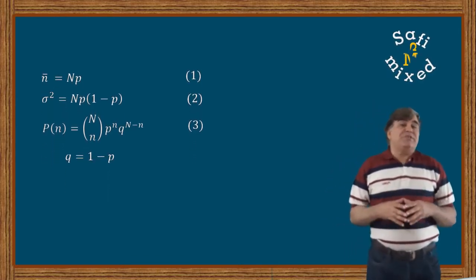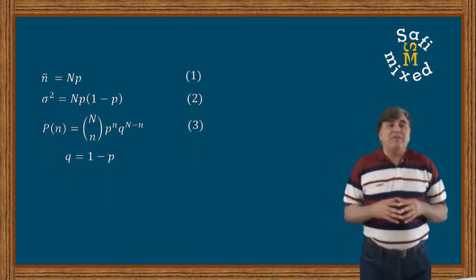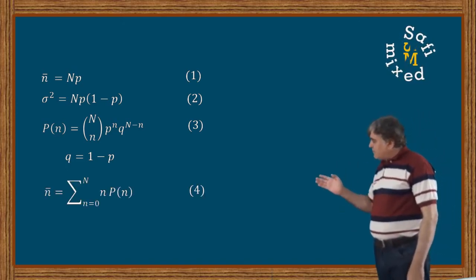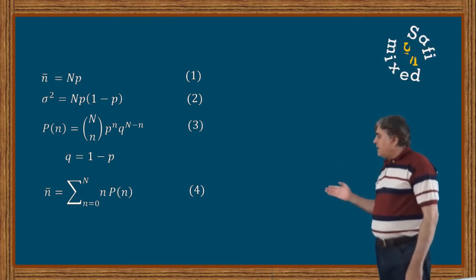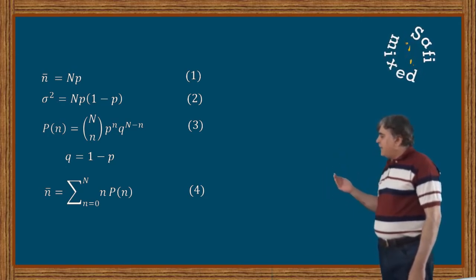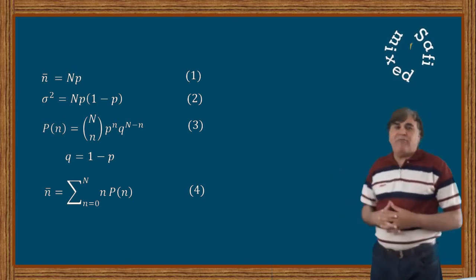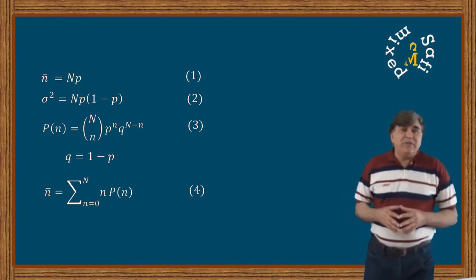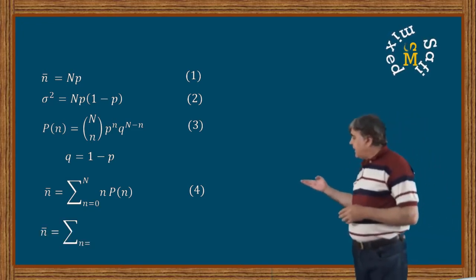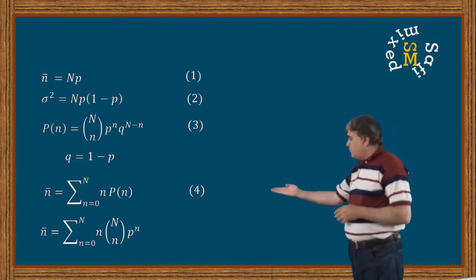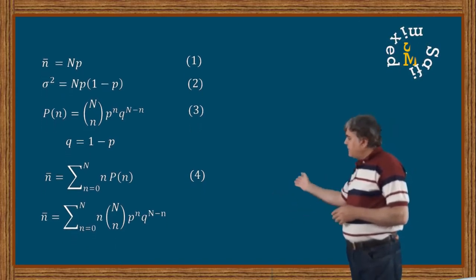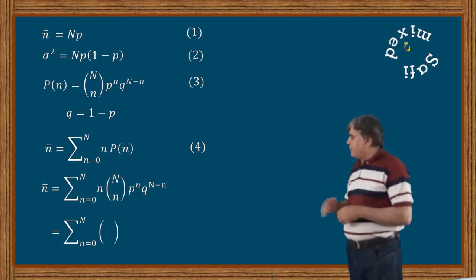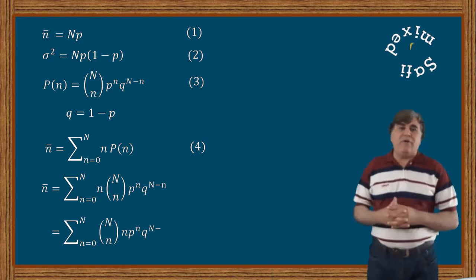With the help of equation 3, the average can be written as n bar equals sum running from small n equal to 0 to capital N of n times P of n. Substituting the value from equation 2, we can straight away write the average of small n into this form, or writing the small n to the other side of the brackets, I can write it into this form.